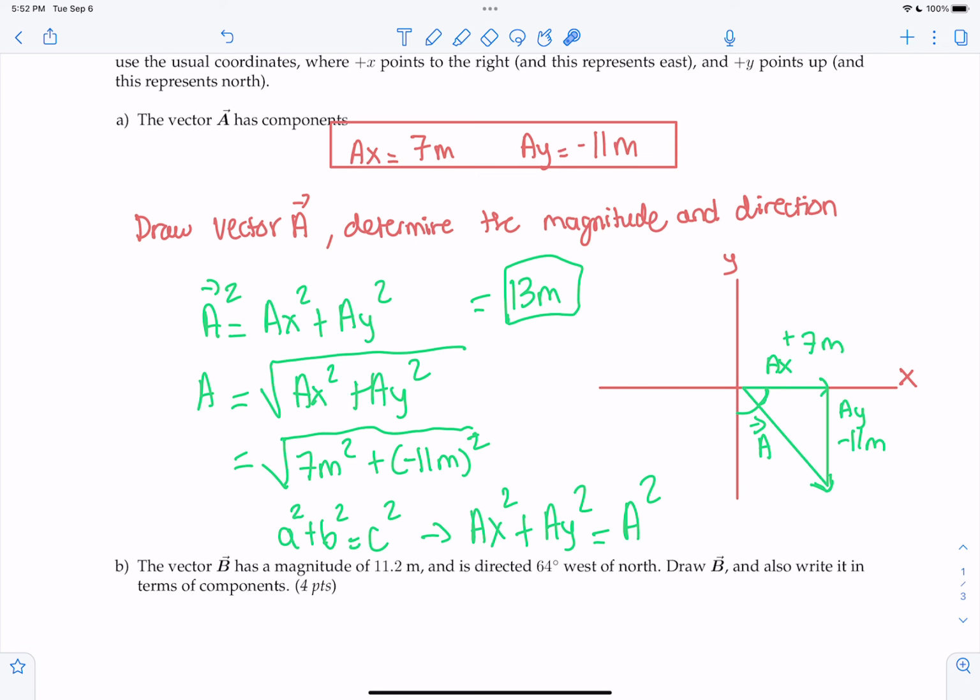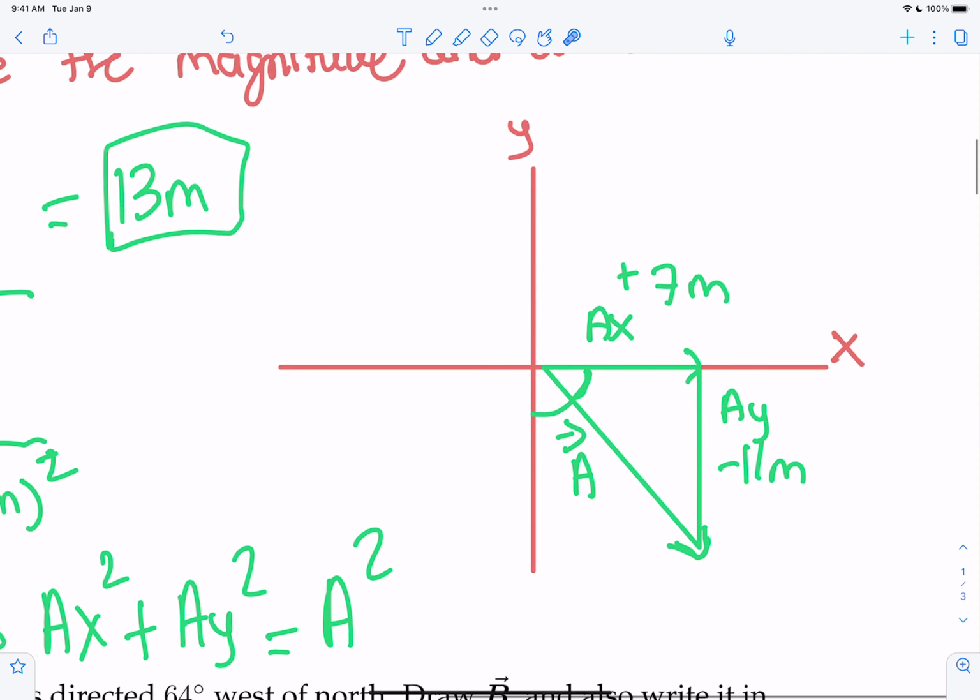South of east. Going once. Going twice. All right, sold to south of east. We'll go south of east.